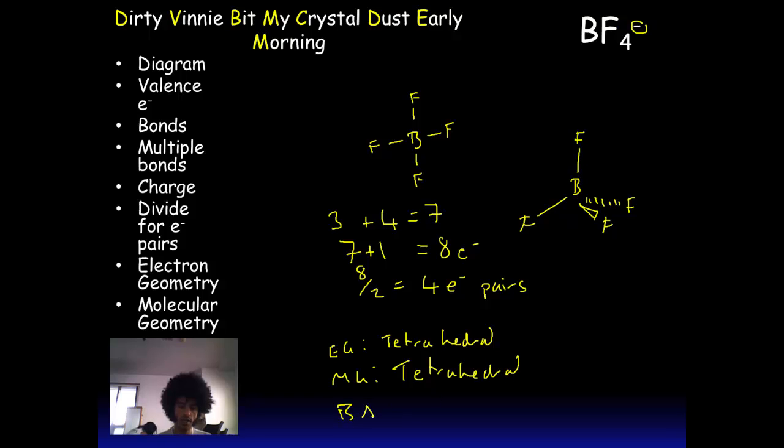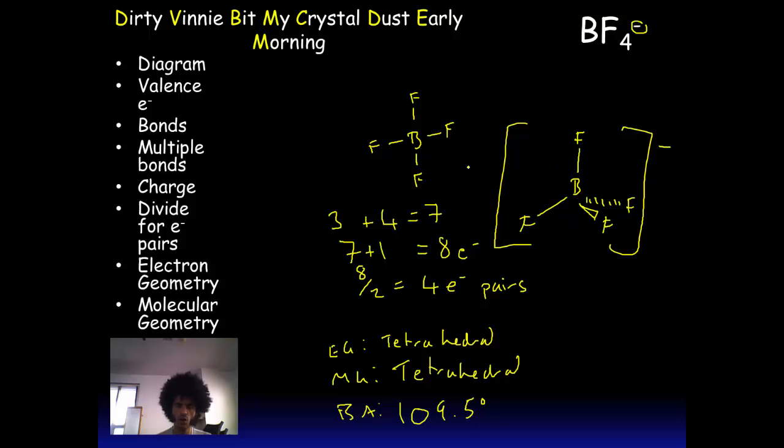And we're just going to finish off with bond angles. My bond angle has to be around 109.5 because the electron geometry is tetrahedral. So 109.5 degrees. And that's it. Remember, just to finish off, we're just going to put brackets and the charge.